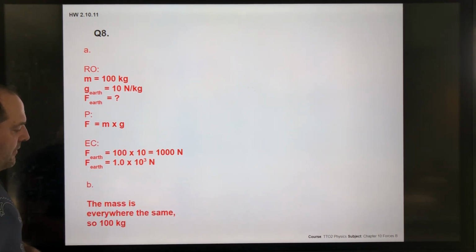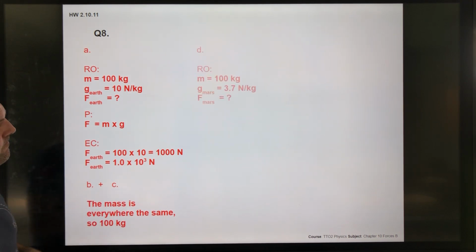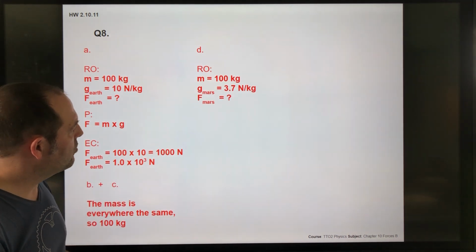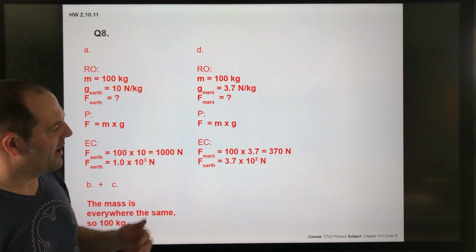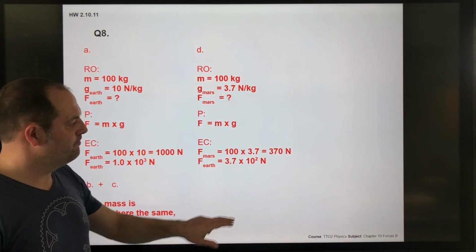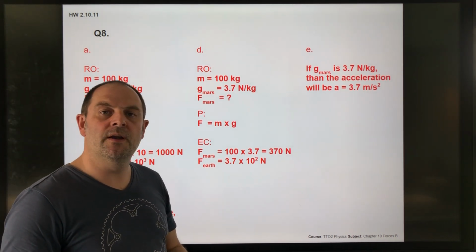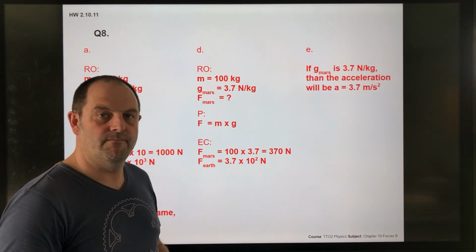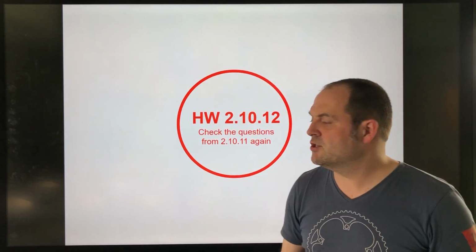Question B, the mass is everywhere the same, so in this case it's going to be that 100 kilograms. Question D, the mass is 100 kilogram. The gravitational field strength on Mars is given. We want to know the weight on Mars. So you fill in the formula, you get 370 Newton. E, if g on Mars is 3.7 Newton per kilogram, that means that the acceleration will be 3.7 meters per second squared.